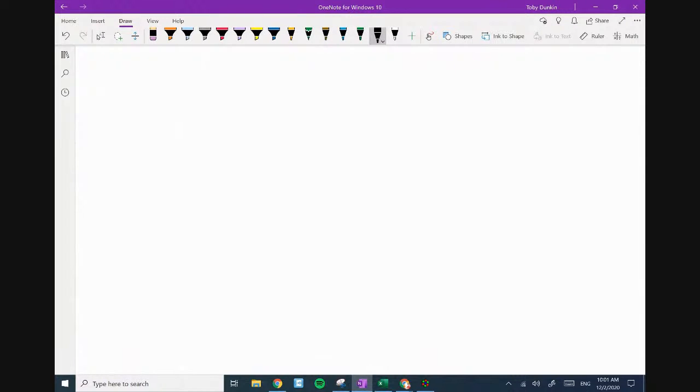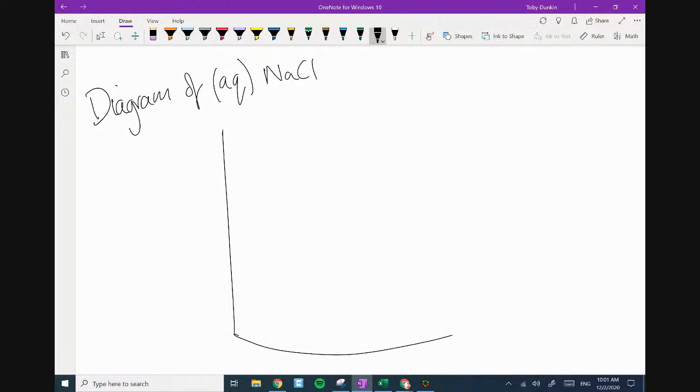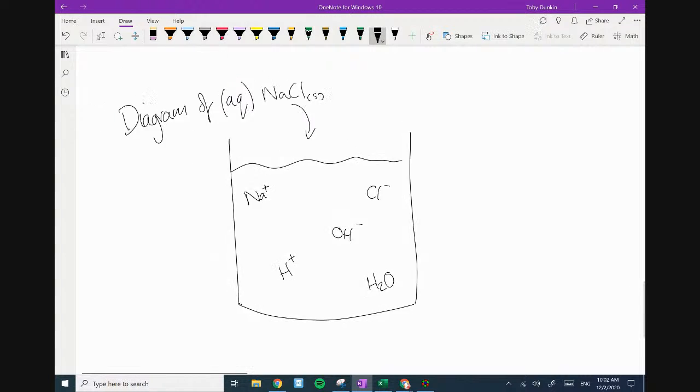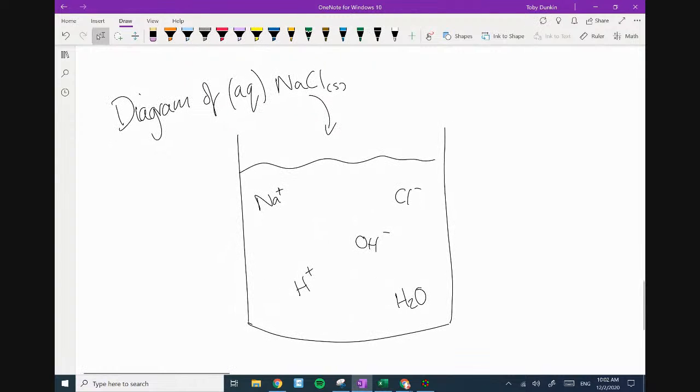So this is a diagram of aqueous NaCl. You only really need this for electrolysis, but it's nice to understand it. So here's the beaker, and here's what I've now got in the beaker. I'm going to add solid sodium chloride to the beaker, and it will break apart to form Na plus ions and Cl minus ions. Then I've also got water molecules in here, loads and loads of them. But I also have H plus and OH minus ions. That's what I've now got in the beaker. I've got all of those 5 things.